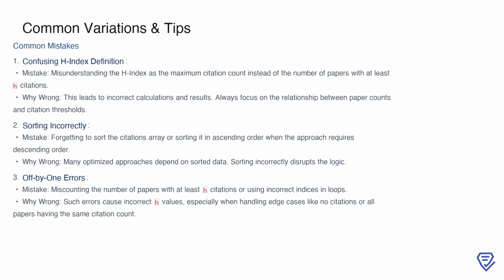These happen when you miscount the number of papers with at least H citations or make mistakes with array indices, especially when dealing with edge cases like no citations or uniform citation counts. These small errors can result in significant inaccuracies, so attention to detail is crucial.